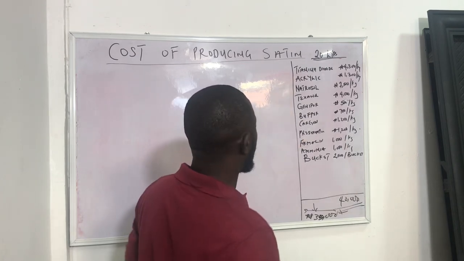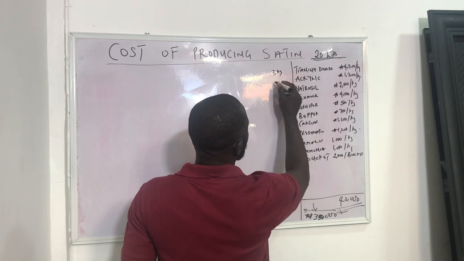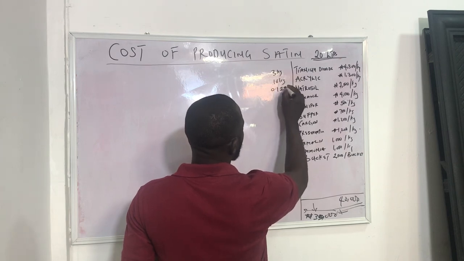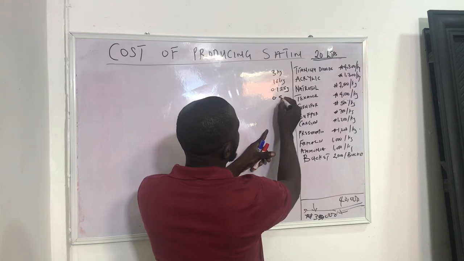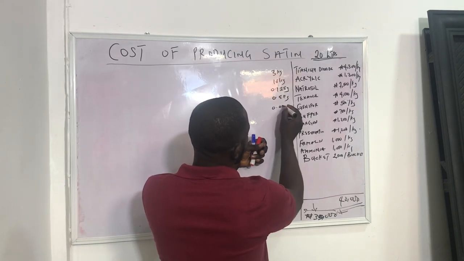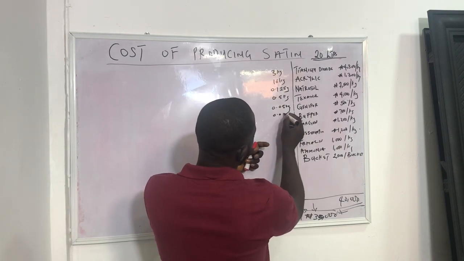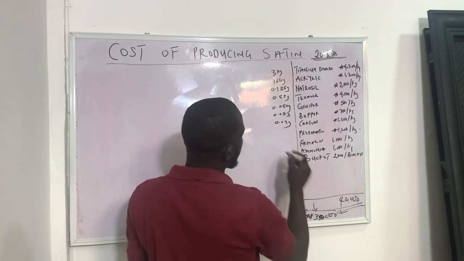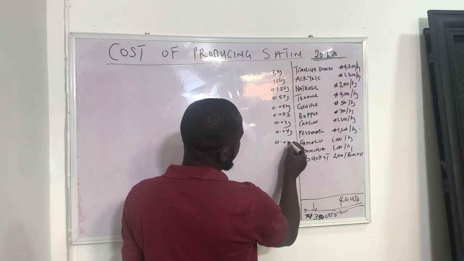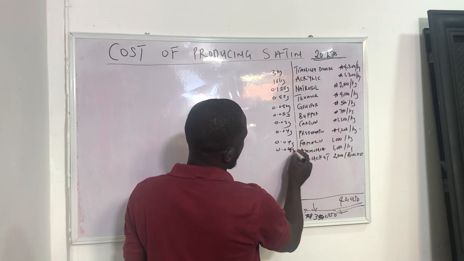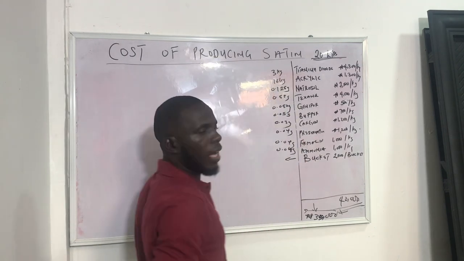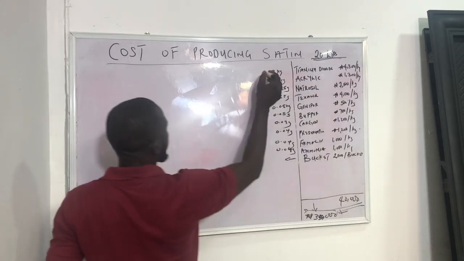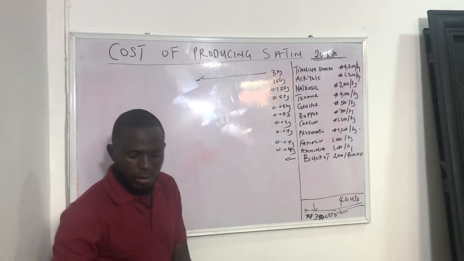If you are using our formulation of 3 kg, 10 kg, 0.125, 0.5 kg, 50 gram, 0.05, carbon 0.03, preservative 0.04. If you are on this budget, let's calculate how much it is going to cost us to produce 20 liters of satin paint. Now, let's stretch our arrow to get the cost of producing this satin paint.